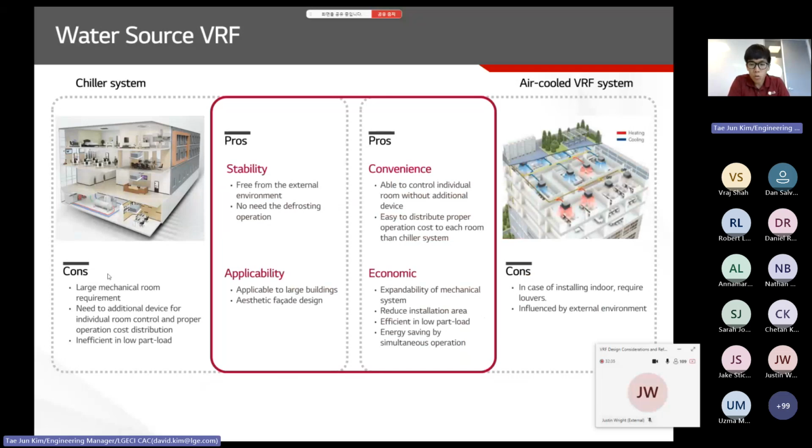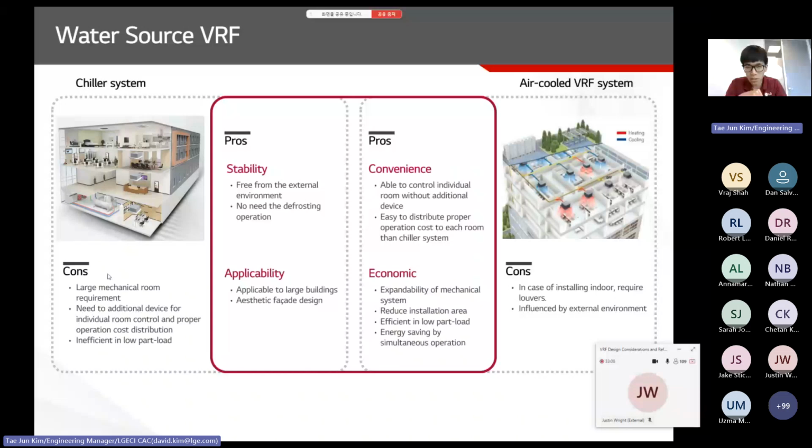And now going into the water source VRF system, the water source uses the pros of both the chiller and the air-cooled VRF system. Some of the biggest pros of the water source VRF system is that it does not rely on the outside air temperature. So if the temperature goes below minus 40 or minus 50 in an extreme winter up in the north, as long as you have a proper water supply to the water source VRF, there isn't going to be any derating happening on the heating capacity.